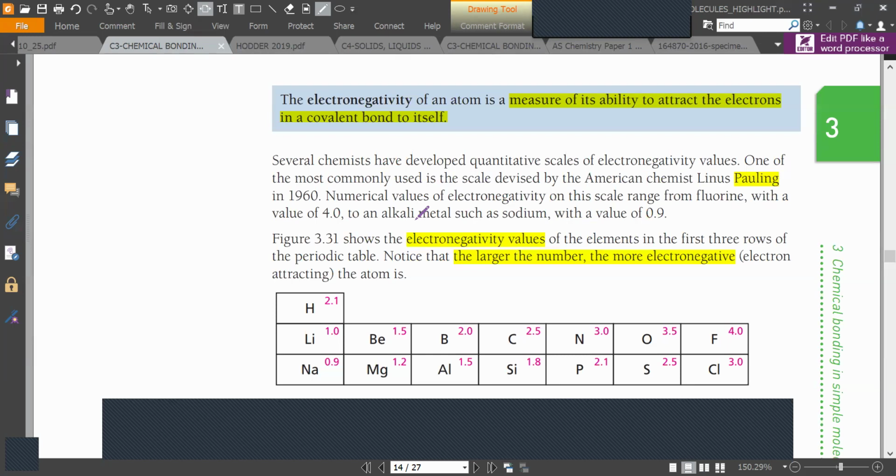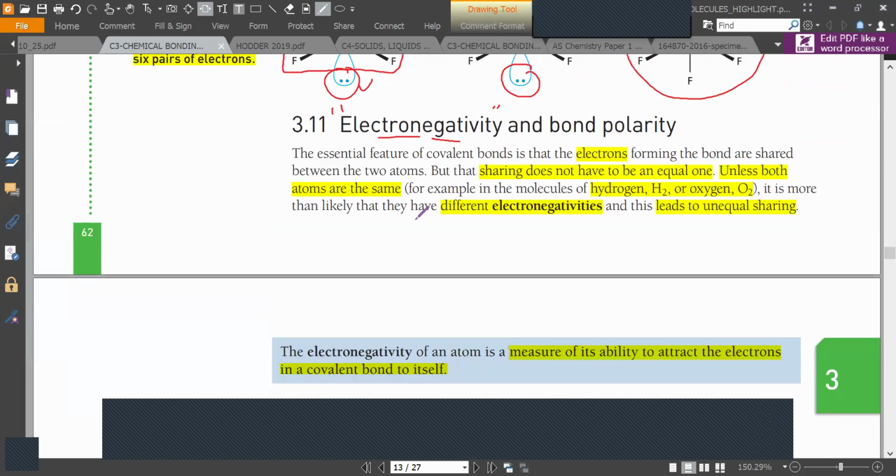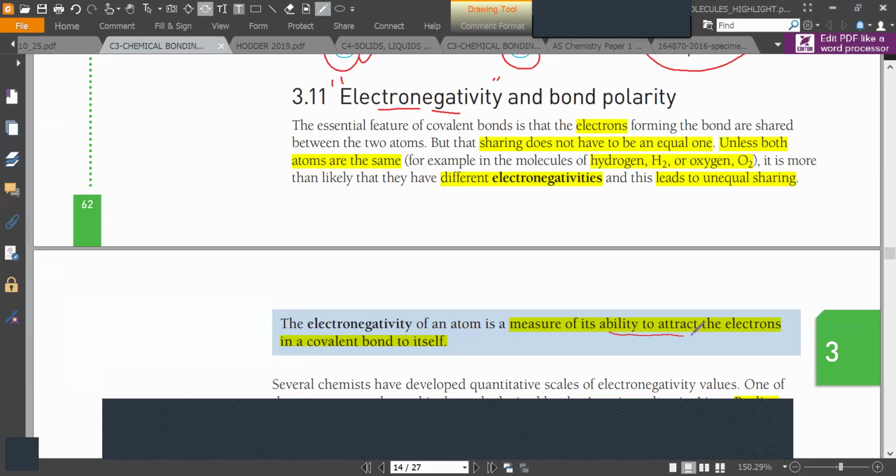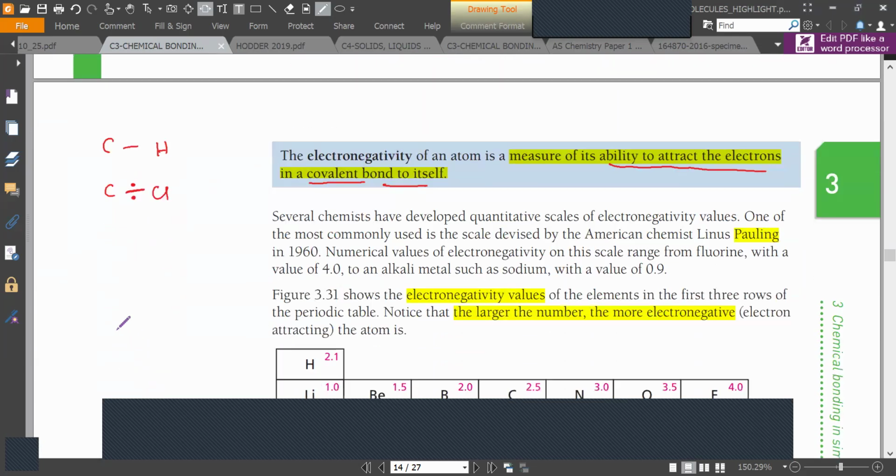What is electronegativity? It is the ability of an atom to attract electrons in the covalent bond. Let's say we have the C-H bond, the C-Cl bond. When we form this bond, we have this pair of electrons in between. This covalent bond is electron sharing, but this sharing is not always equal, not always 50%, 50%.